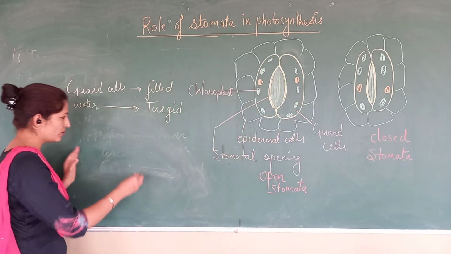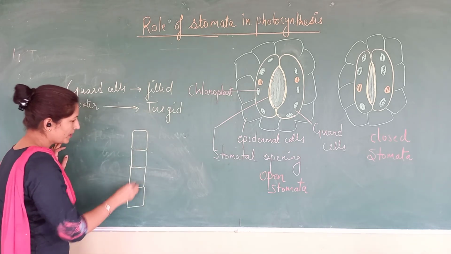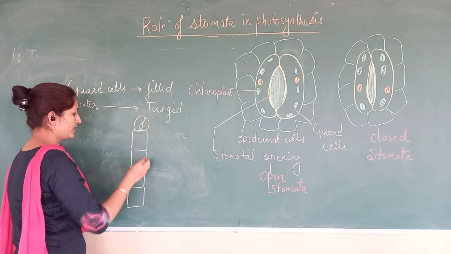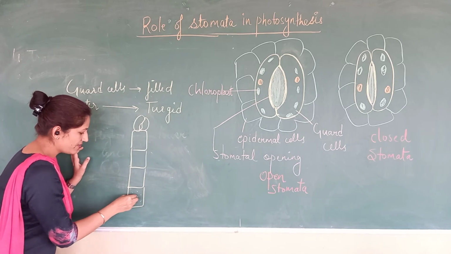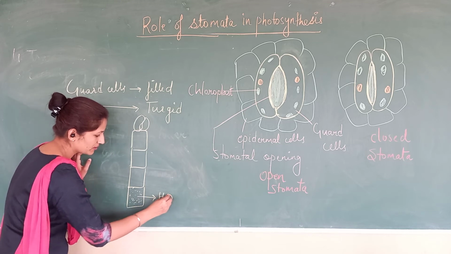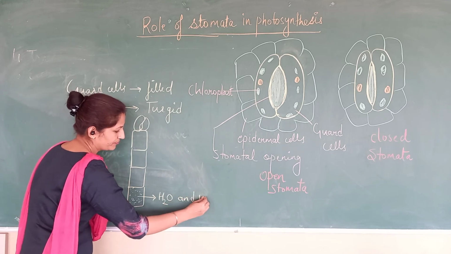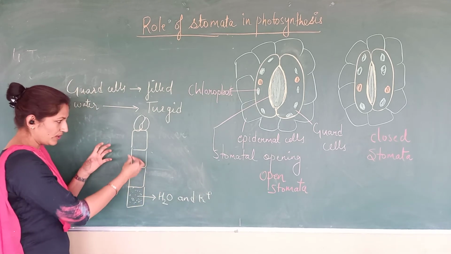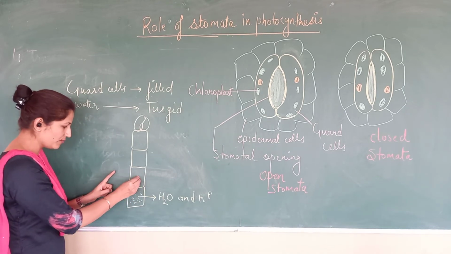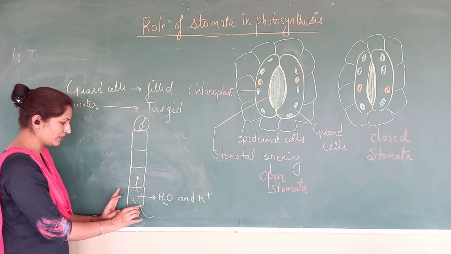We can just look over here. For example, these are the cells of the leaf and this is the last one, the guard cell of the stomata. This cell has a high concentration of water, got it, and potassium ion. So what do these cells do? From higher concentration to lower concentration, water will move. So water comes to this cell, and this cell is supplied with water continuously.